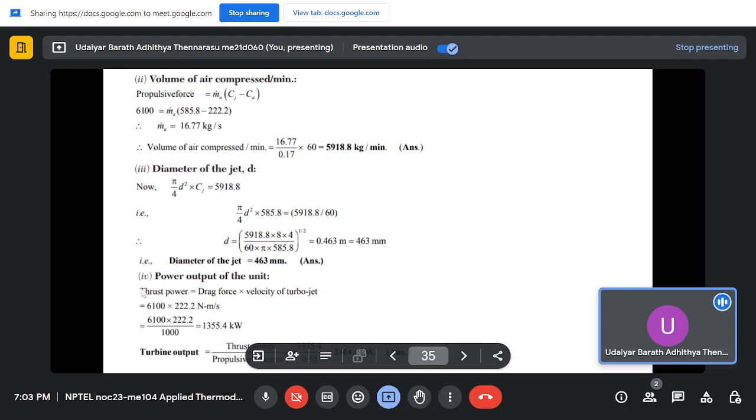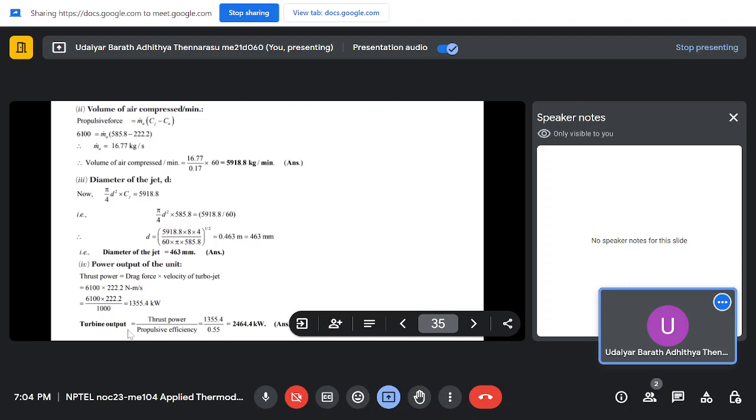The next is to find out power output of the unit. Power output is nothing but the thrust power which is generated, thrust power or thrust work, which is thrust force into velocity of the turbojet. Thrust force is nothing but drag force. So drag force is 6100, which is given, into velocity of air, 222.2 meters per second. It will come out to be 1355 kilowatt. So this is the thrust power.